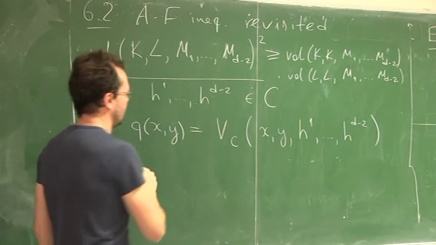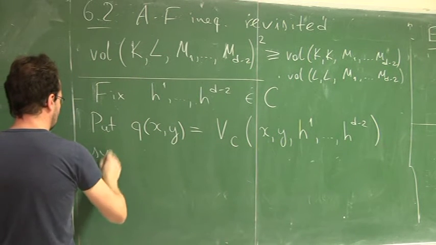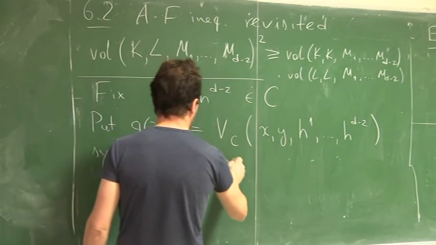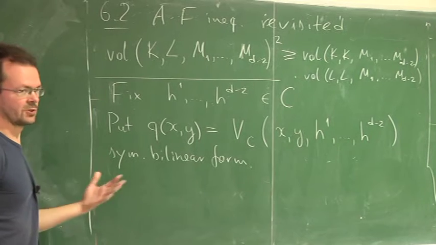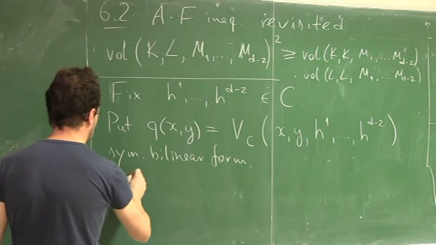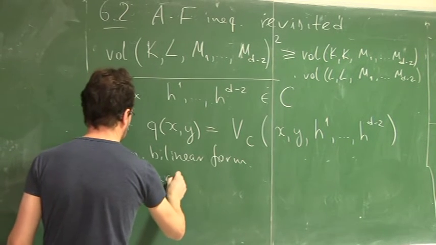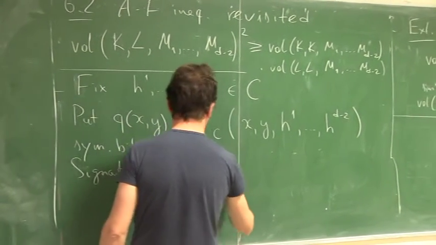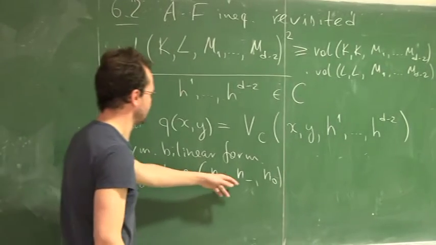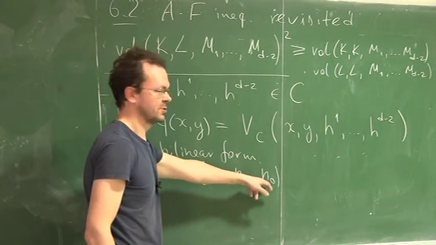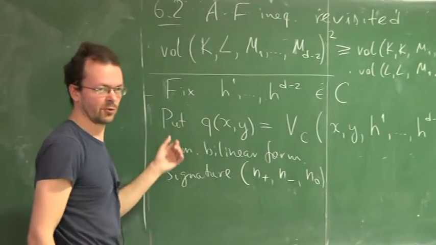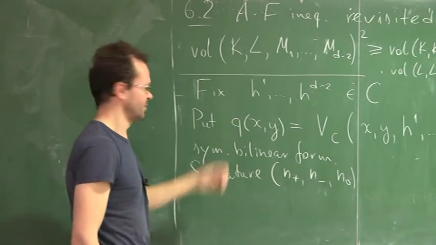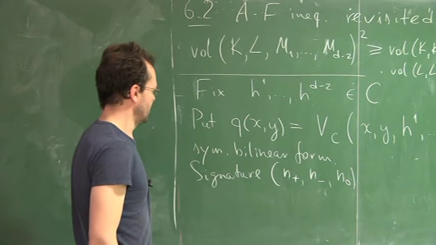So this is a symmetric bilinear form. And every symmetric bilinear form has a signature, N plus, N minus, N zero. This is the number of positive coefficients, negative coefficients, and zero coefficients if you diagonalize this form. And this is independent of the way you diagonalize, right? So that's the signature.